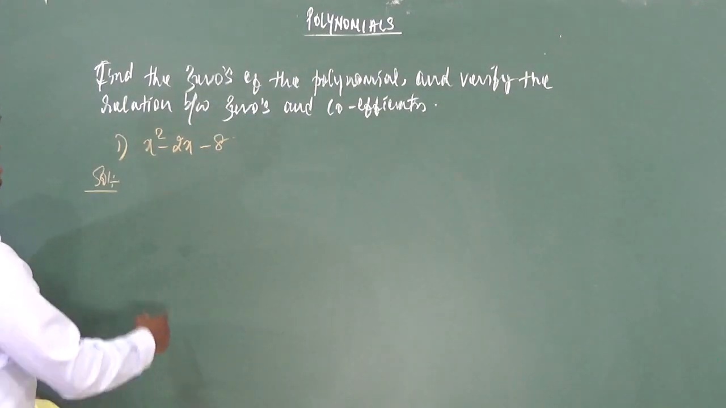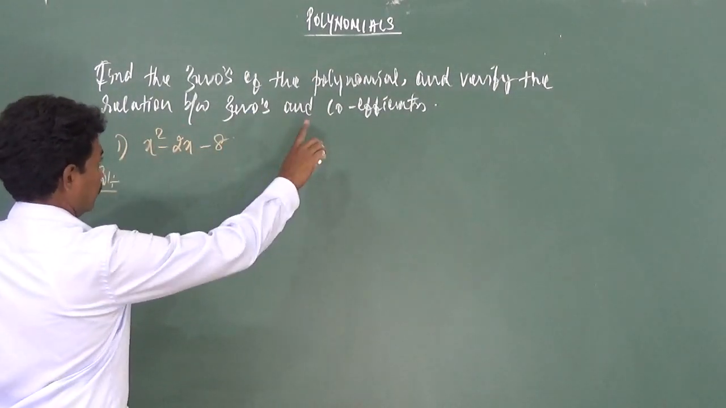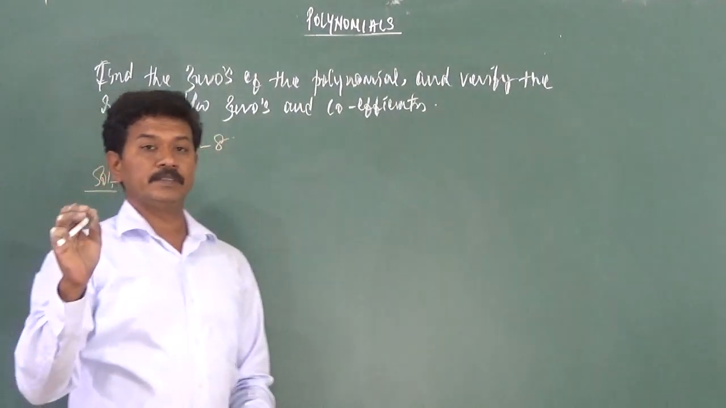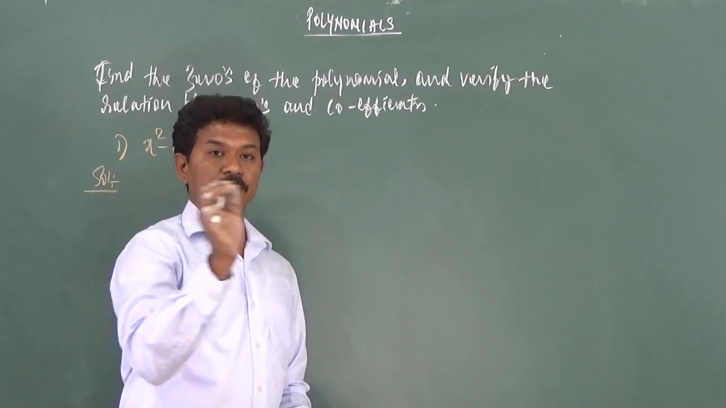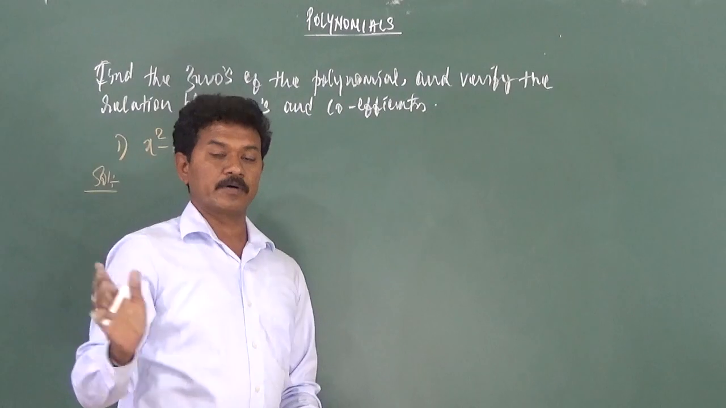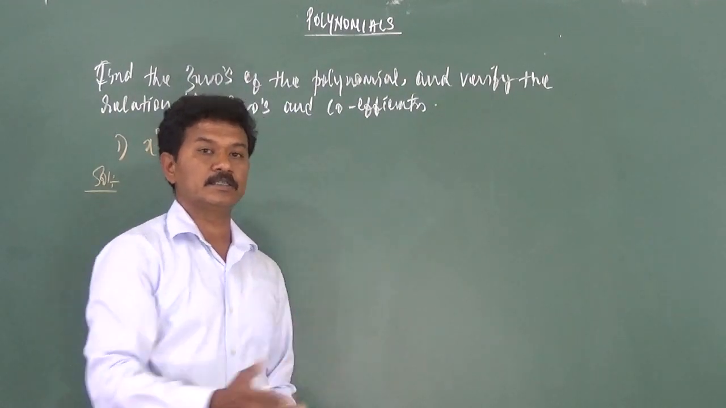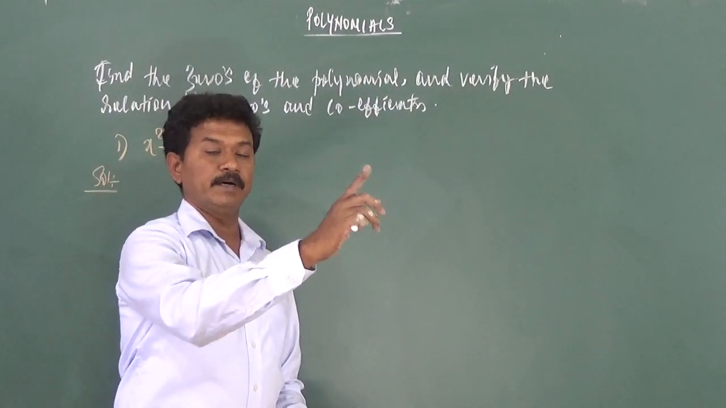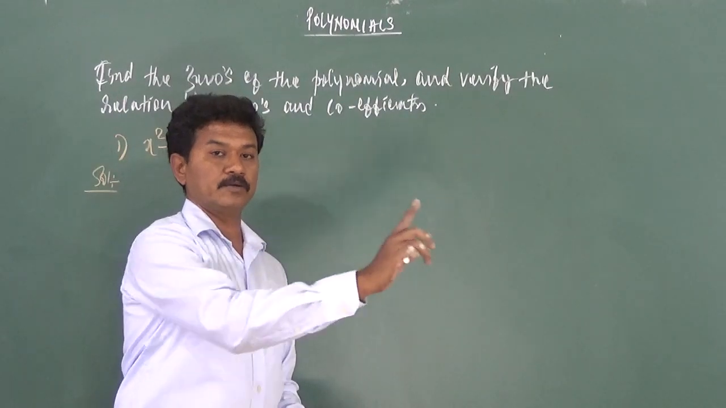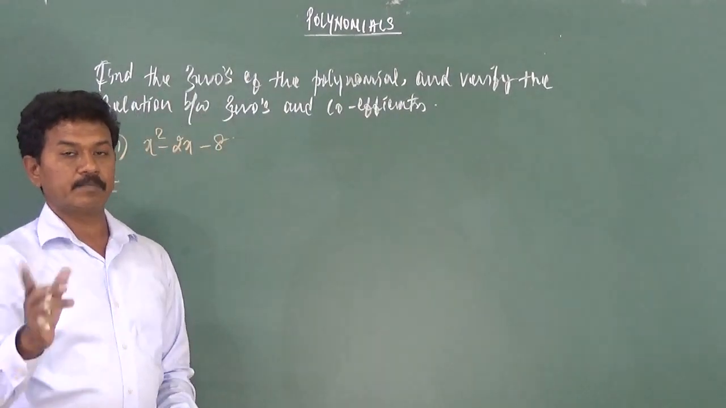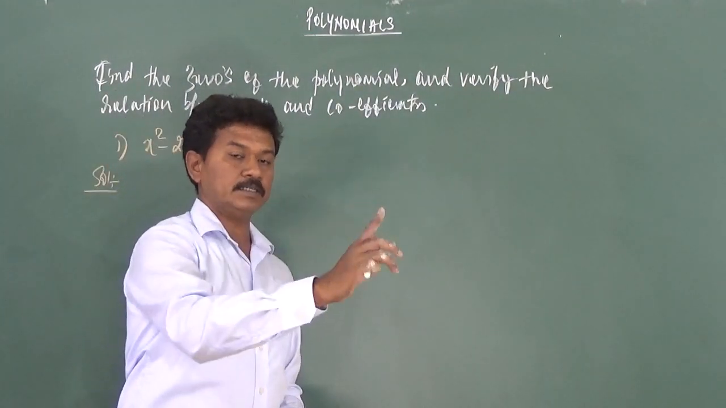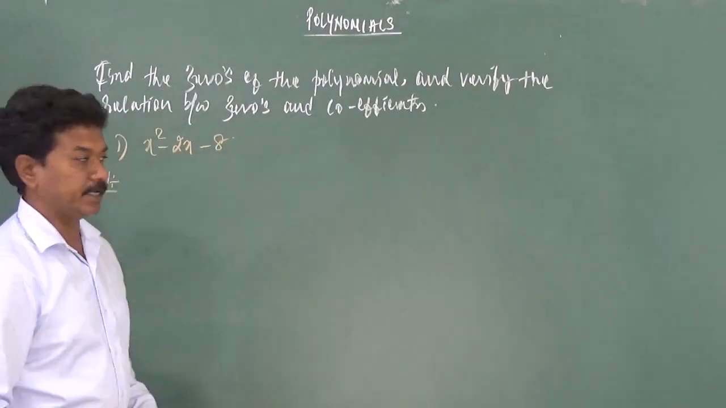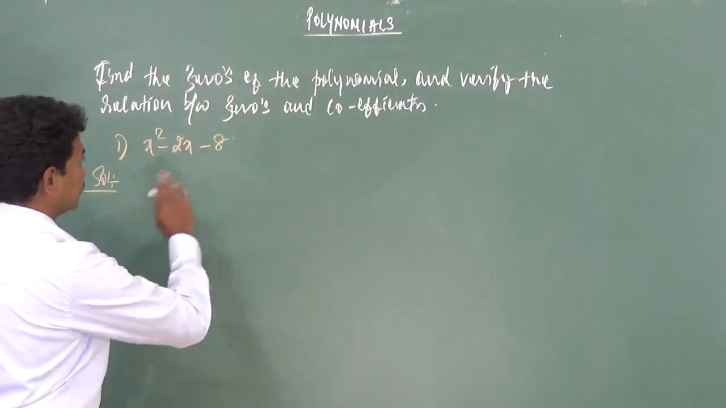Find the zeros of the polynomial, and verify the relation between zeros and the coefficients. The relation between the zeros and the coefficients is that the sum of the zeros is minus b by a, and the product of the zeros is c by a. According to your textbook, alpha plus beta is equal to minus the coefficient of x by the coefficient of x square, that is the sum of the zeros, and the product of the zeros is the constant divided by the coefficient of x square, that is minus b by a and c by a. So we will verify the relation.